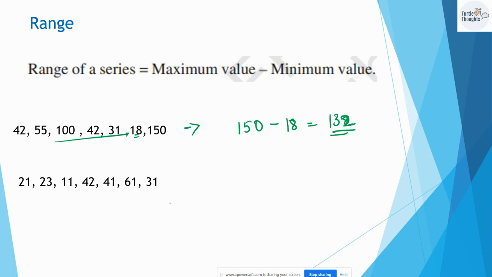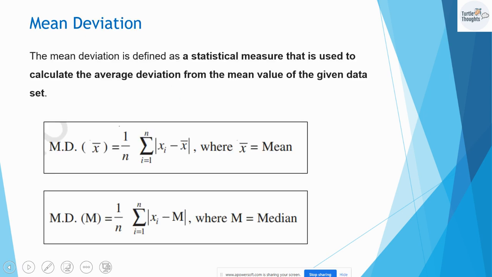Similarly, for this data: 21, 23, 11, 42, 41, 61, and 31. The largest number is 61, so the maximum value minus the minimum value, 61 minus 11, is going to be equal to 50. This is going to be the range of this particular data set.